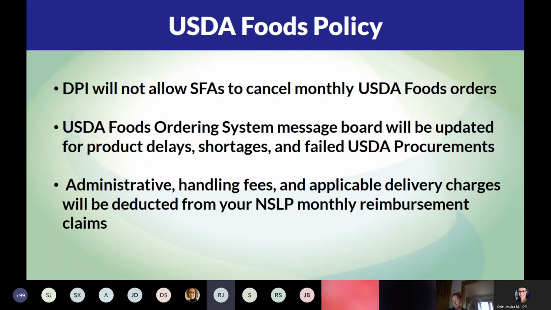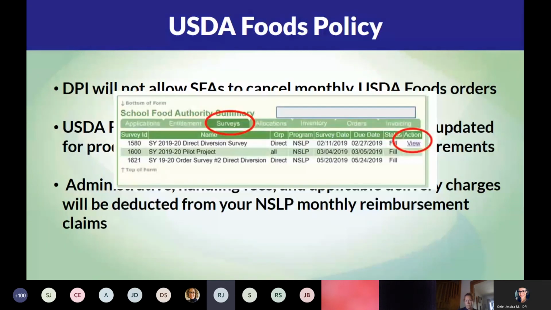Also, the USDA Foods Ordering Message System Board will be updated for product delays, shortages, and failed USDA procurements. And after that, administrative handling fees and applicable delivery charges will be deducted from your National School Lunch monthly rebate claims. We're going to show you real quick what bullet number 2 means, and I will go into that a little bit.